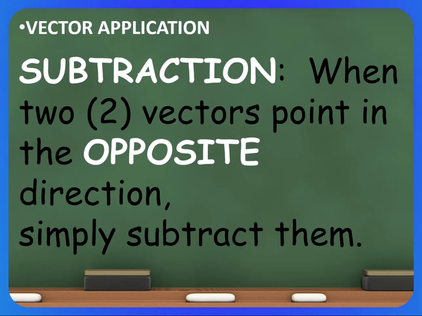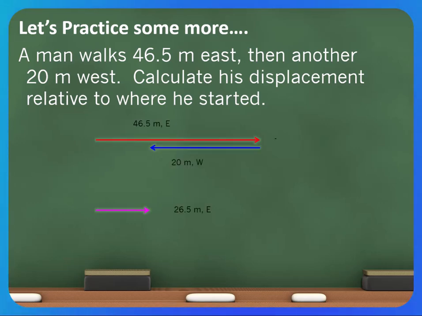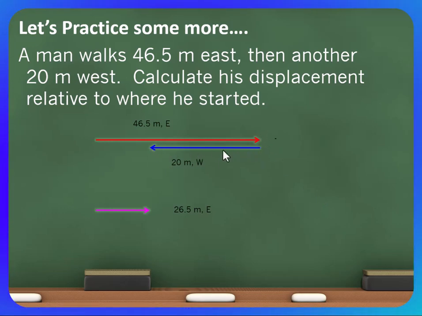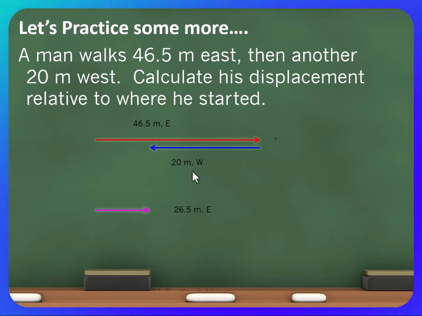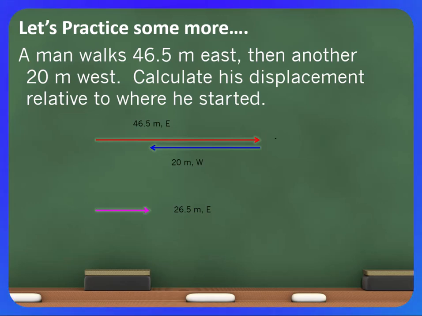Subtraction is when two vectors point in opposite directions, so you simply subtract them. All right, so let's practice with this and just visualize it. 46.5 miles east, then another 20 miles west. So east and west are in opposite directions. We want to calculate that displacement. So again, we're going to put each vector head to tail. We're going to go forward 46.5 miles east, and then backward 20 miles west. So 46.5 minus 20 is 26.5. Our resultant vector is 26.5 miles, and it's pointing east.